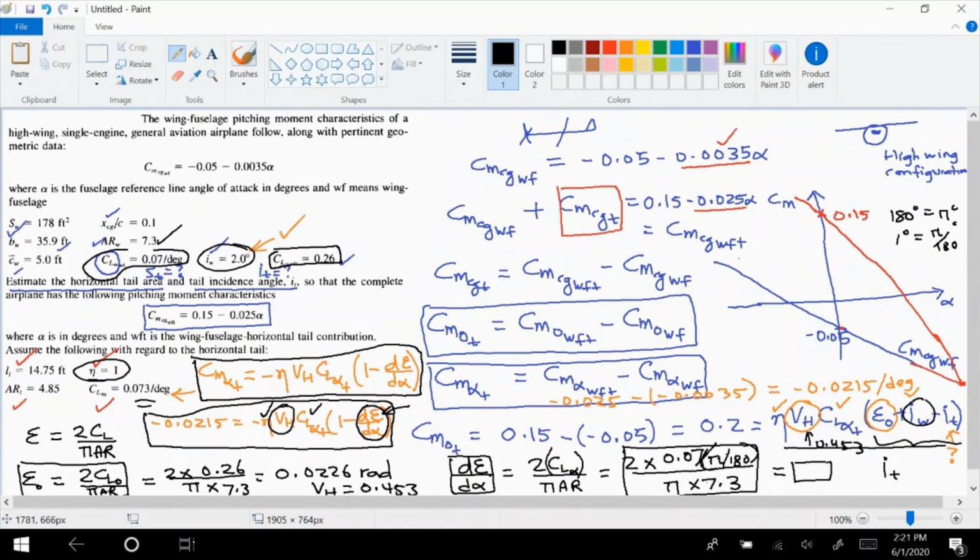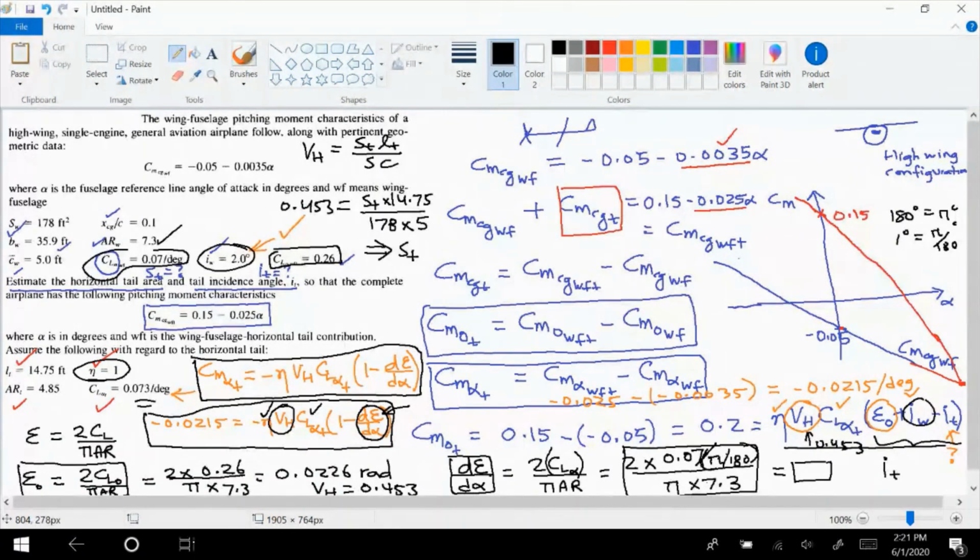We also need ST. Now for that, you can use the definition of VH, I think. VH is ST times LT divided by SC. So LT is given to us. The tail moment arm is 14.75. We want to find ST. VH is 0.453 divided by S, which is 178, times C, which is 5. So from this, you can find the value of ST.